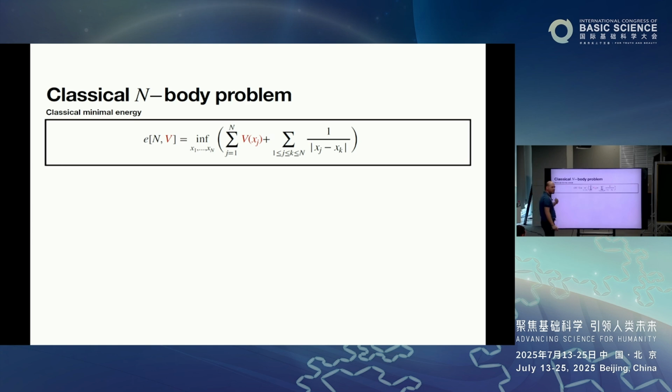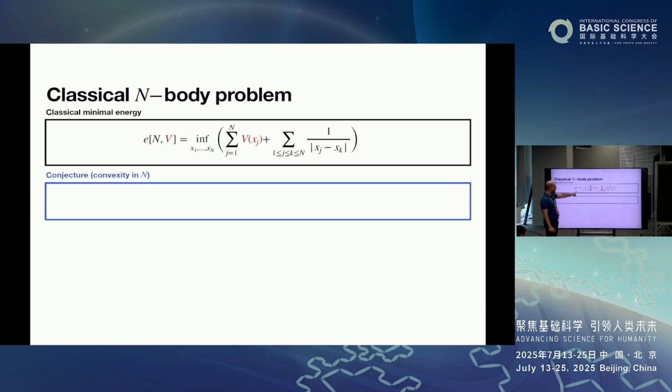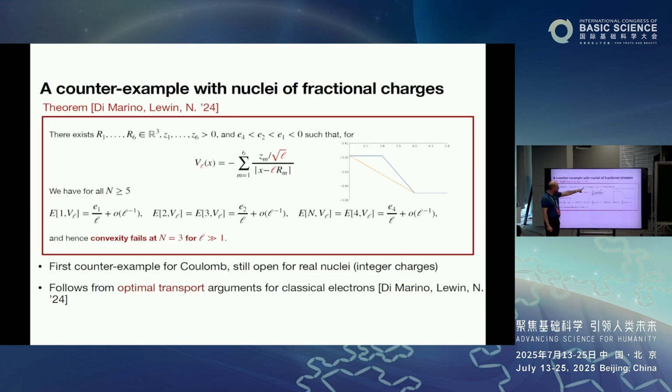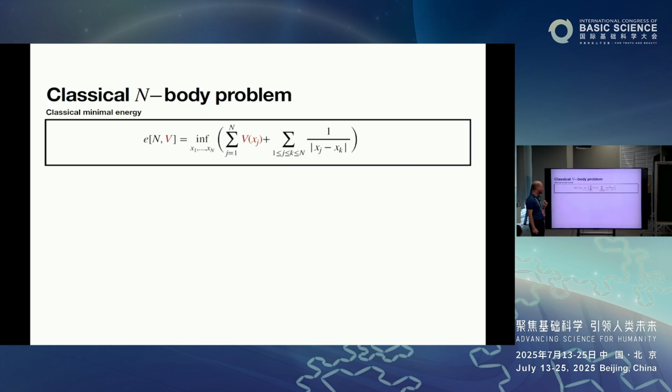And now what happens if we imagine that we have a classical system. Again, you can define an energy for the classical system, and now I call it the small e of n and v. So you still take n classical particles and the confining potential. And so you can already imagine that the small e appearing here is going to be related to the small e appearing in this theorem.